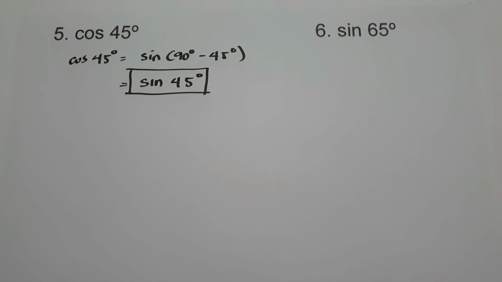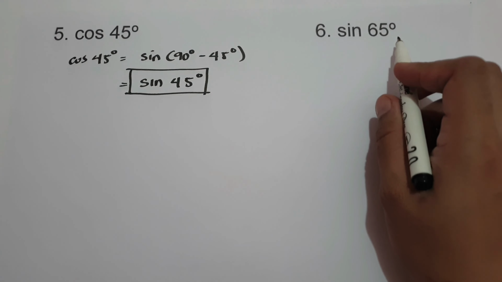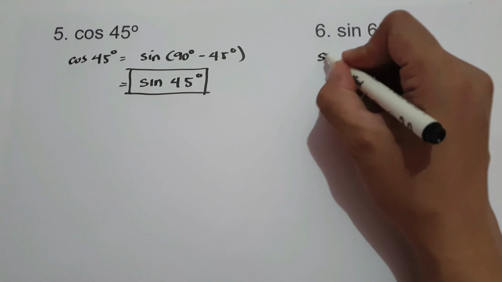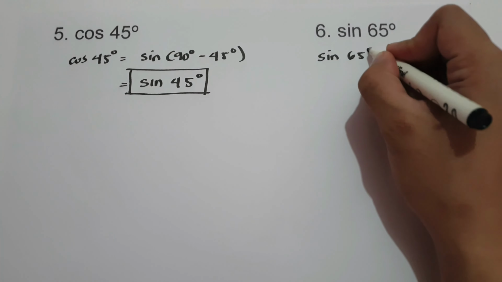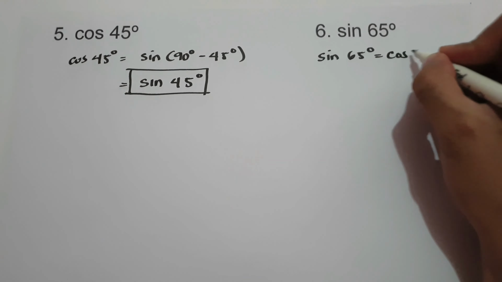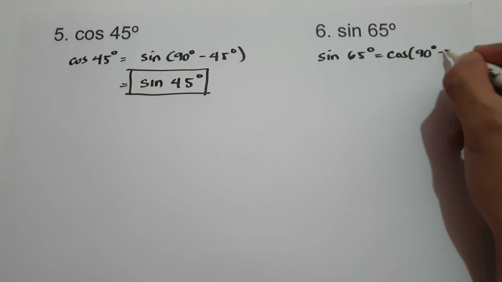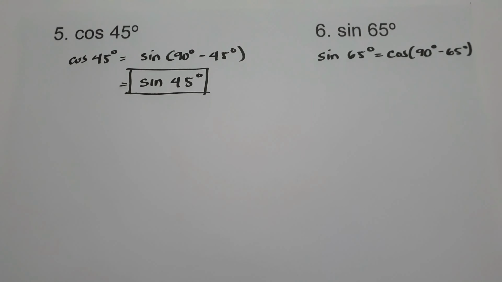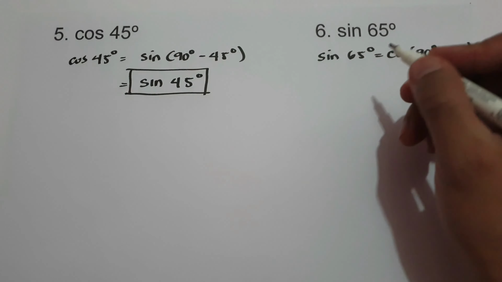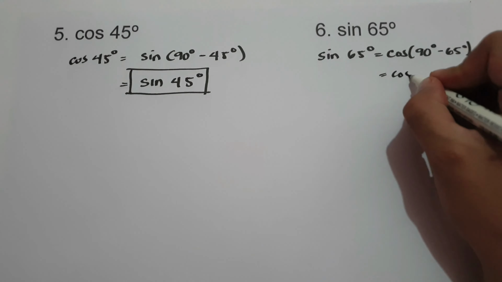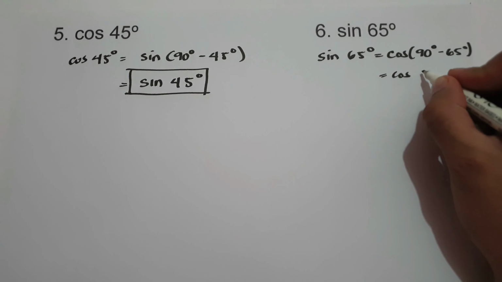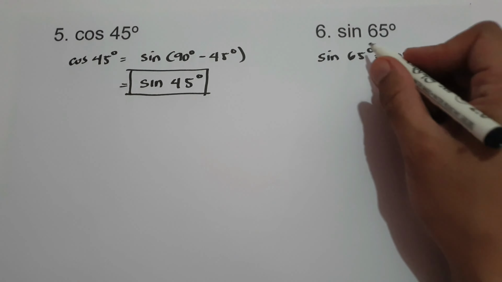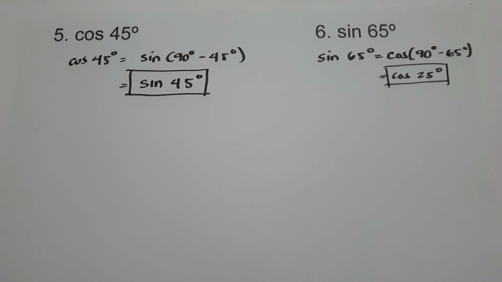What about number 6? Sine 65 degrees. The cofunction of sine is cosine. So if you have sine 65 degrees, that is cosine of 90 degrees minus 65 degrees. Sine 65 degrees is equal to cosine of 90 minus 65, that is 25 degrees. And this will be the cofunction of sine 65 degrees.